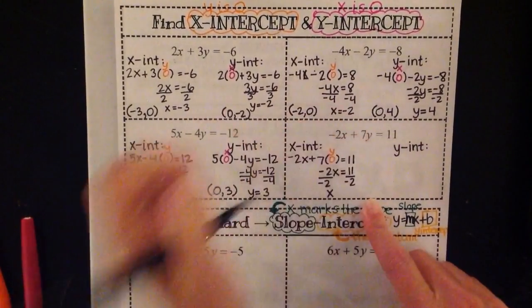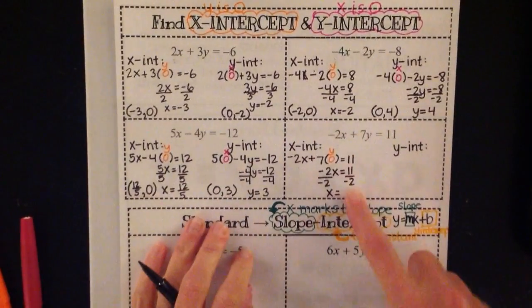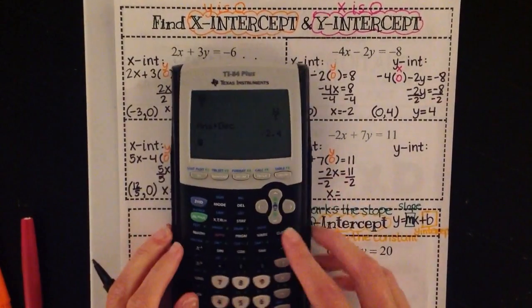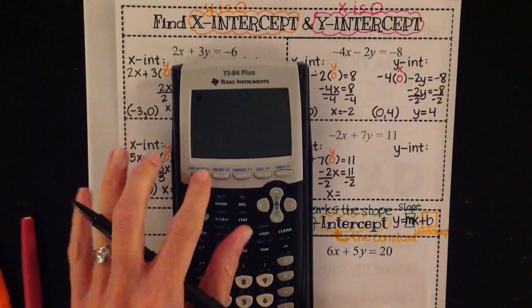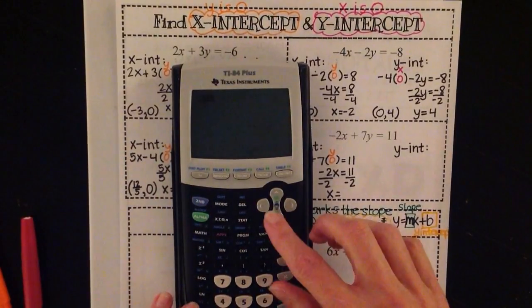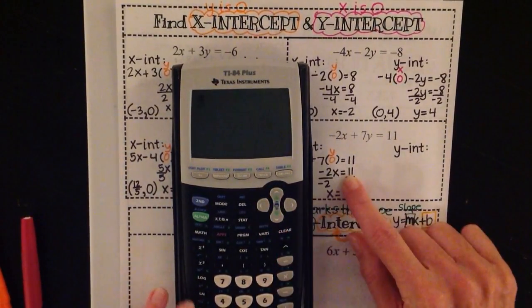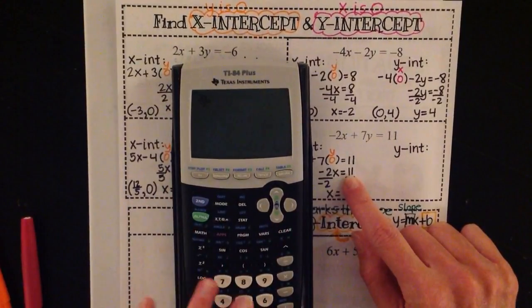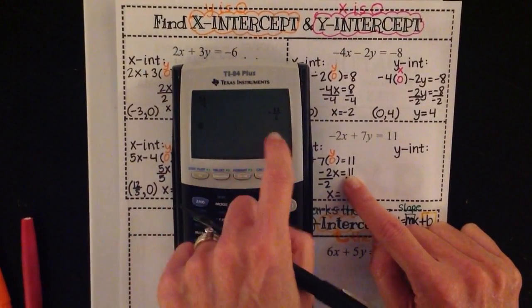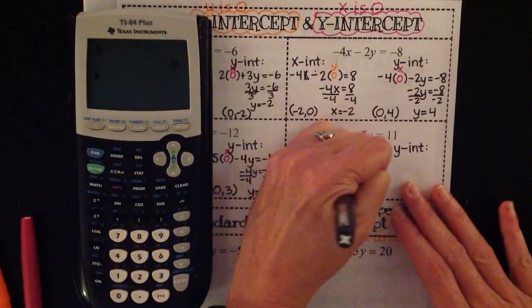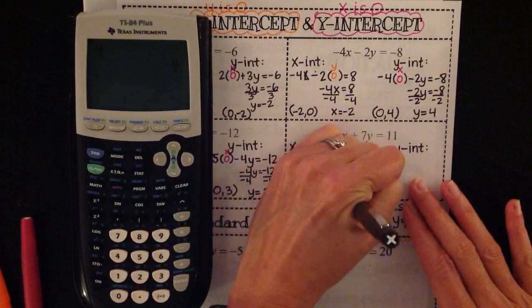And x is equal to, since 2 does not divide evenly into 11, I'm going to type in this ratio. So I have 11 over negative 2. And I get the same ratio back, which tells me that my ratio does not simplify. So I've got negative 11 over 2.